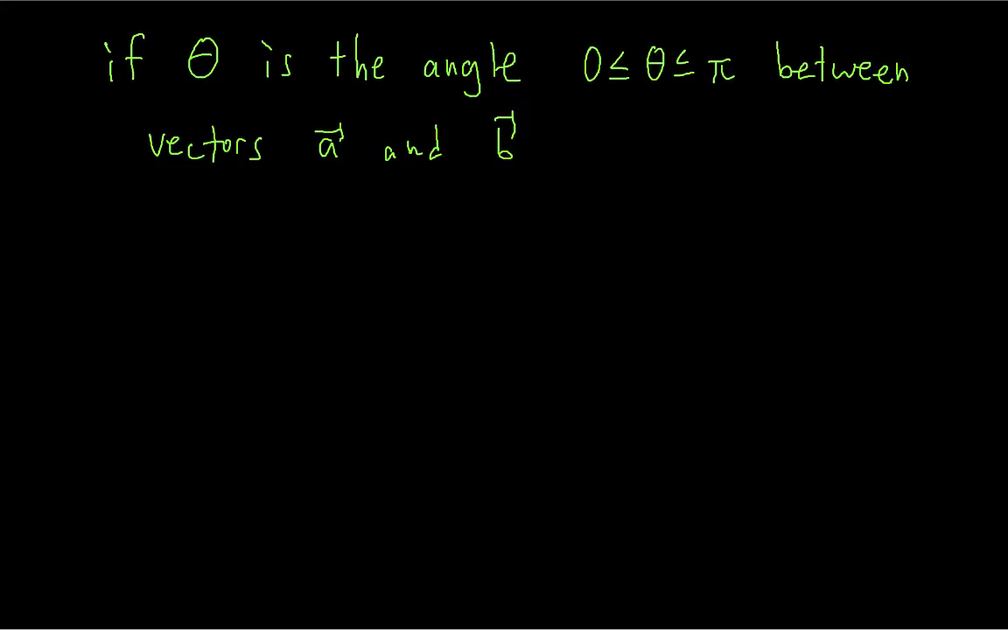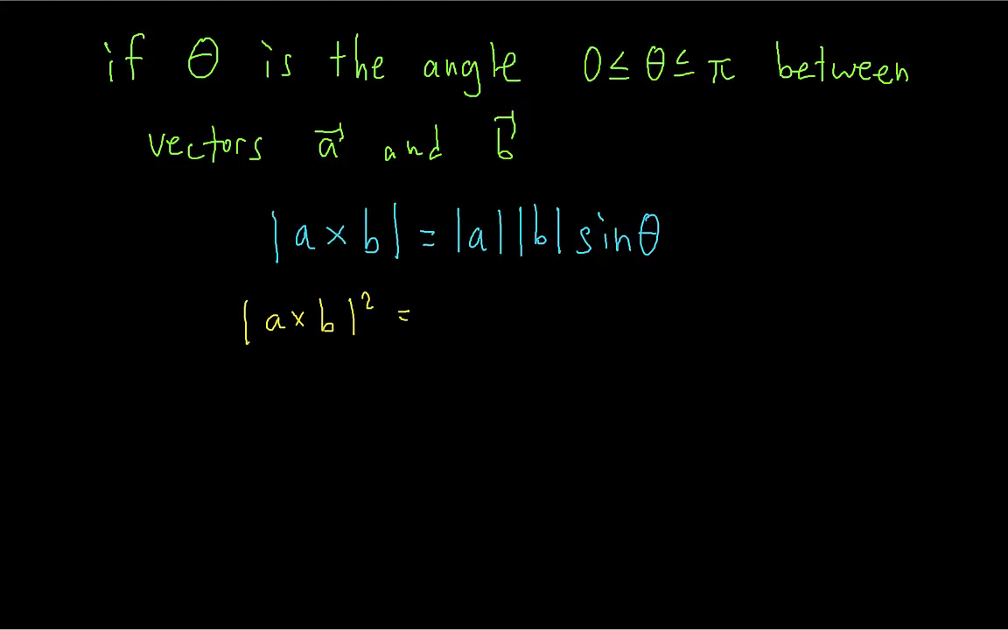So if theta is the angle between the vectors, and this angle can be between 0 and pi, then the magnitude of the cross product is equal to the magnitude of A times the magnitude of B times the sine of this angle. And the proof of this is very long and tedious, so I'm just going to start from the end of the proof.